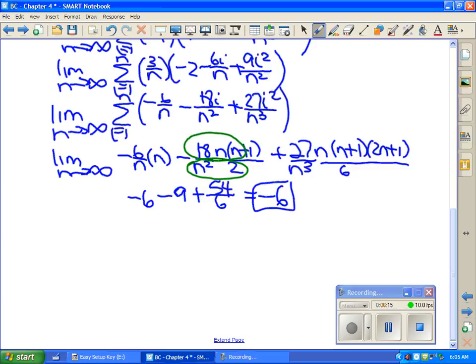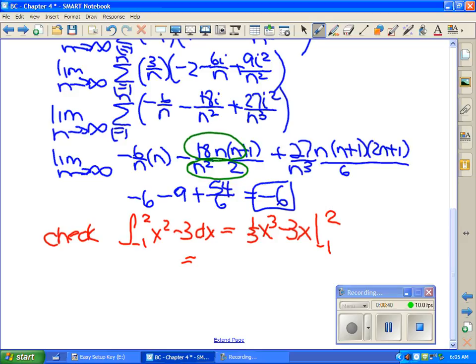Now we can always do a check, because we know how to do this with the fundamental theorem of calculus. So if I take the integral from negative 1 to 2 of x squared minus 3, you take your antiderivative and your bounds. If I substitute my upper bound, I'm going to get 8 thirds minus 6. Substituting my lower bound, plus 1 third minus 3, and you get negative 6. So it checks out.